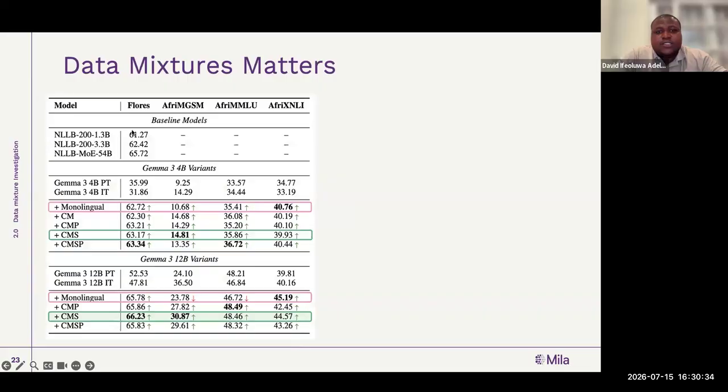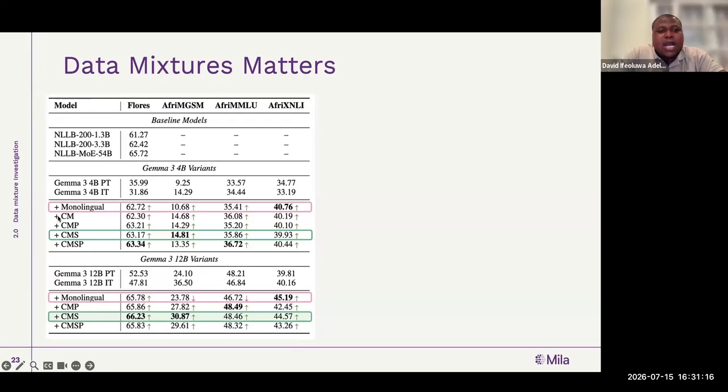So the first question: the data mixture does matter. For example, if you only do continued pre-training on Gemma 3 4 billion, you see that you improve a lot. You even more than double performance for Flores, with just monolingual data. The same thing for XNLI, you improve by 7 points. So this we already know, even from the Lugha-Llama project that I was talking about. But for challenging tasks like AfriMGSM, the performance doesn't really change much. You only move by 1 point. For MMLU, you move by just 2 points.